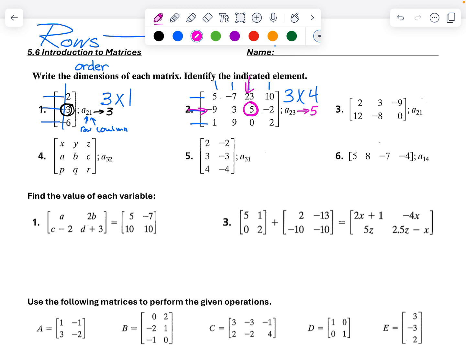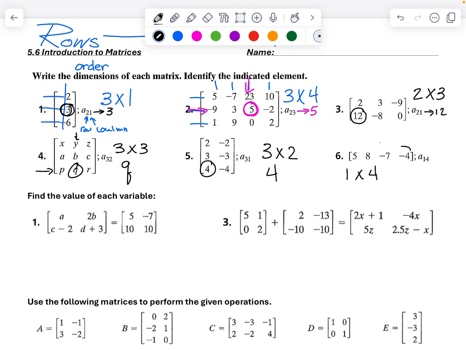All right, this one is a 2 by 3, and second row, first column is the number 12. This is a 3 by 3. Third row, second column is the letter Q. This is a 3 by 2. Third row, first column is the number 4. This is a 1 by 4. First row, fourth column is the number -.